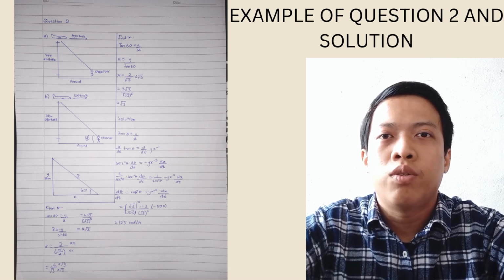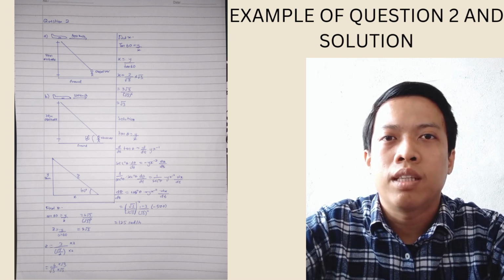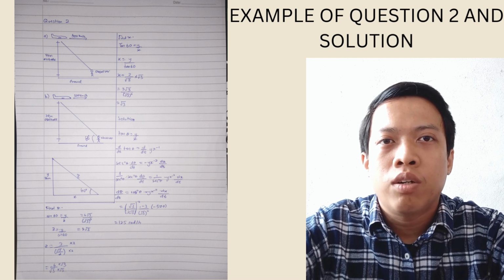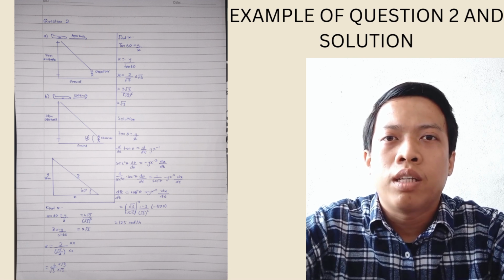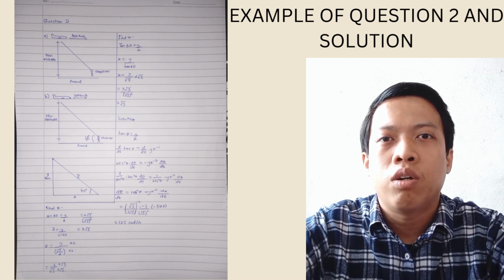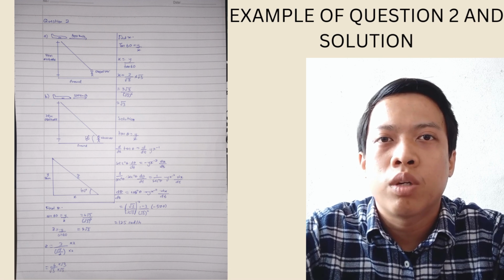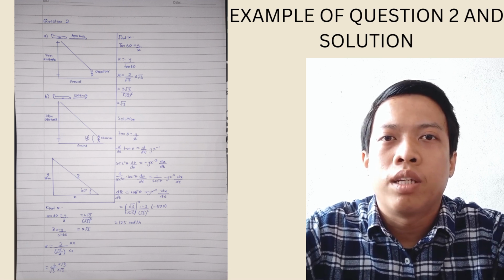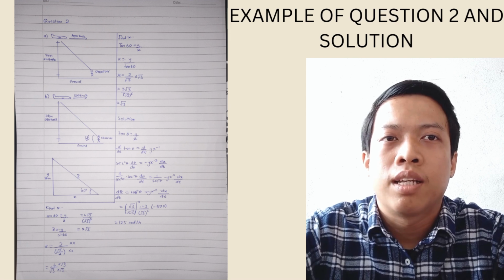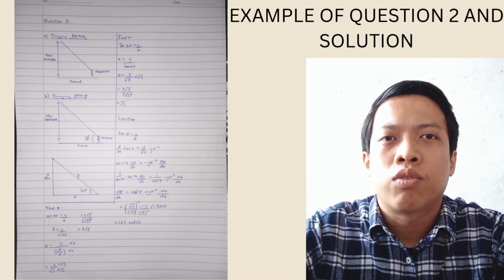Find z by using SOH. So sin 60 equals y over z, then z equals y over sin 60. Before that, we need to find x using TOA. So tan 60 equals y over x, then x equals y over tan 60 equals 3 over square root 3. Then we multiply both sides by square root 3, and we get 3 square root 3 over square root 3 squared, and get the answer of square root 3.